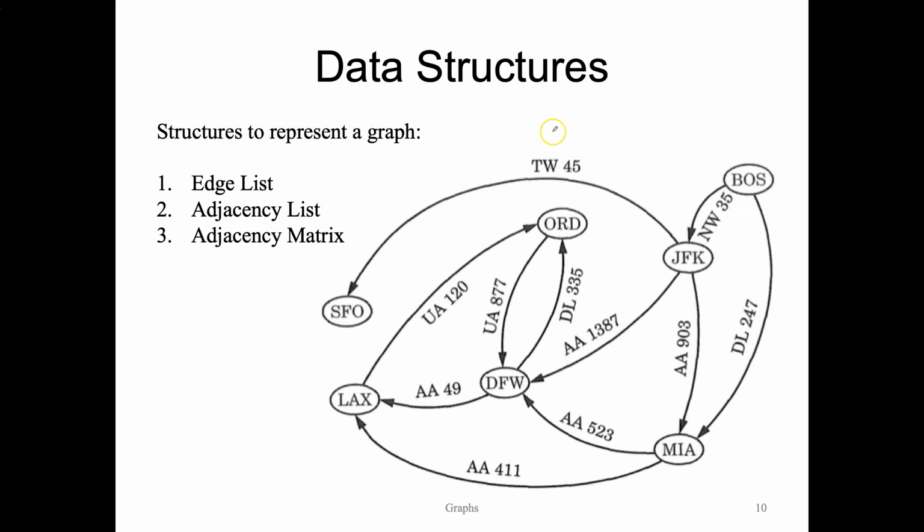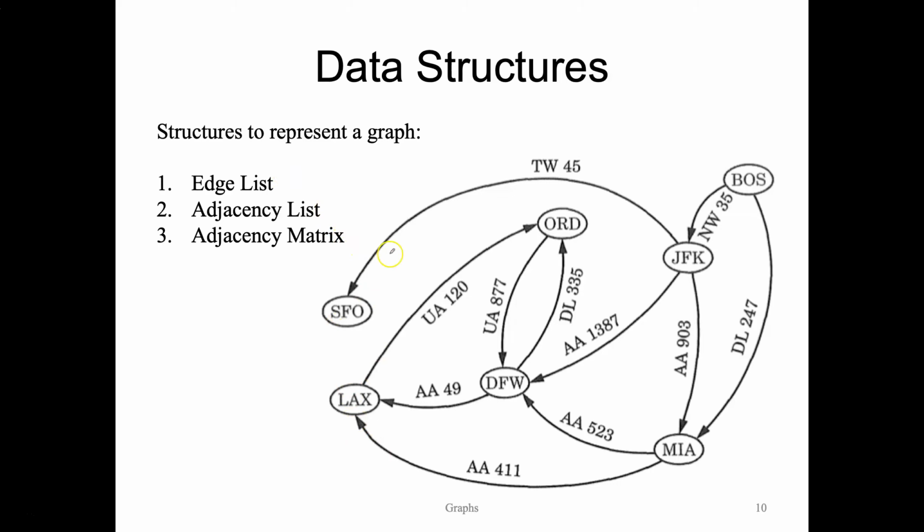So how do we implement a graph data structure really, keeping in mind that we want to be able to perform all of those operations from the previous video? Well, we have a few different ways. We could either use what's called an edge list, an adjacency list, or an adjacency matrix.